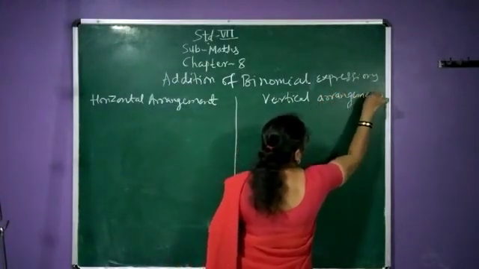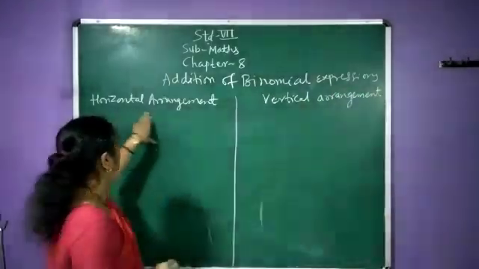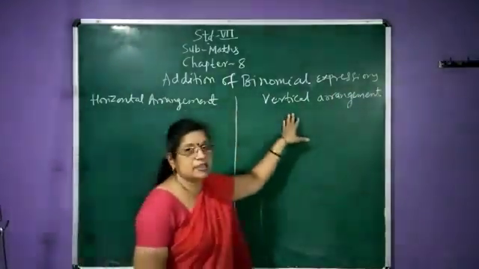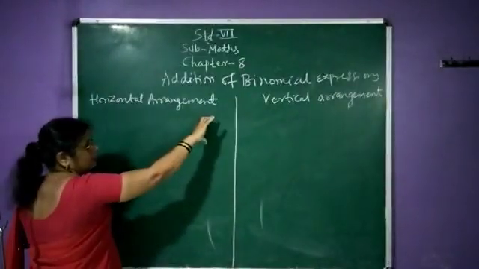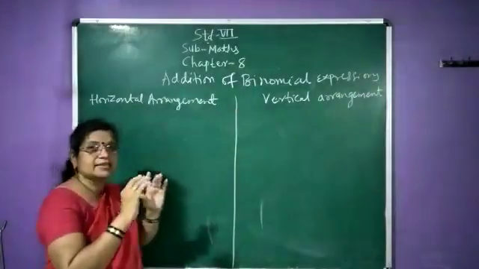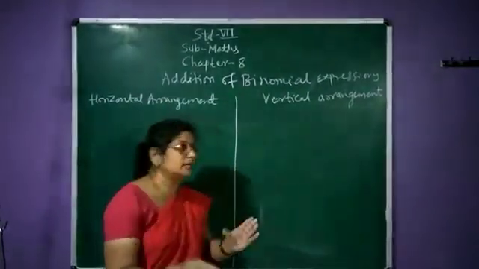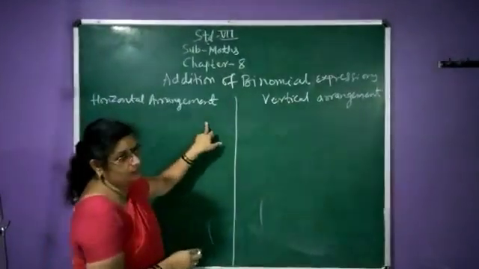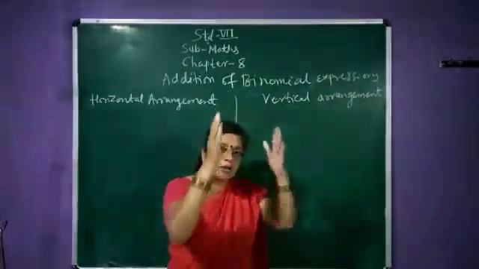There are two methods, two ways you have to do. One is horizontal and one is vertical. Now what do you mean by horizontal? That means like how in the Excel sheet the rows are there. In the same manner you have to do here in the horizontal case. In the vertical arrangement, that means the columns.